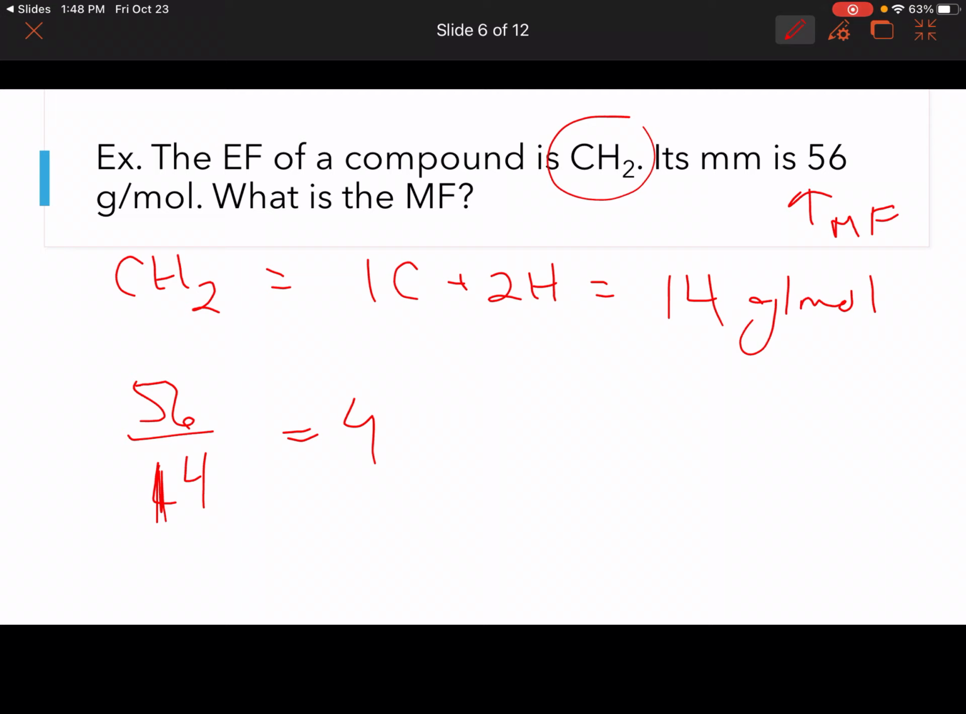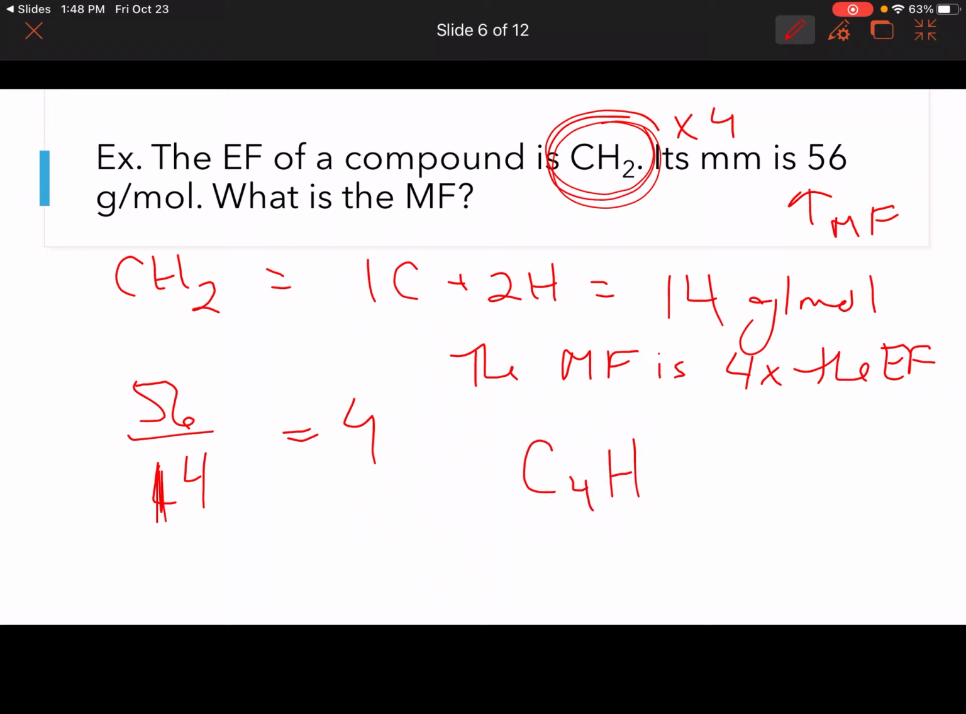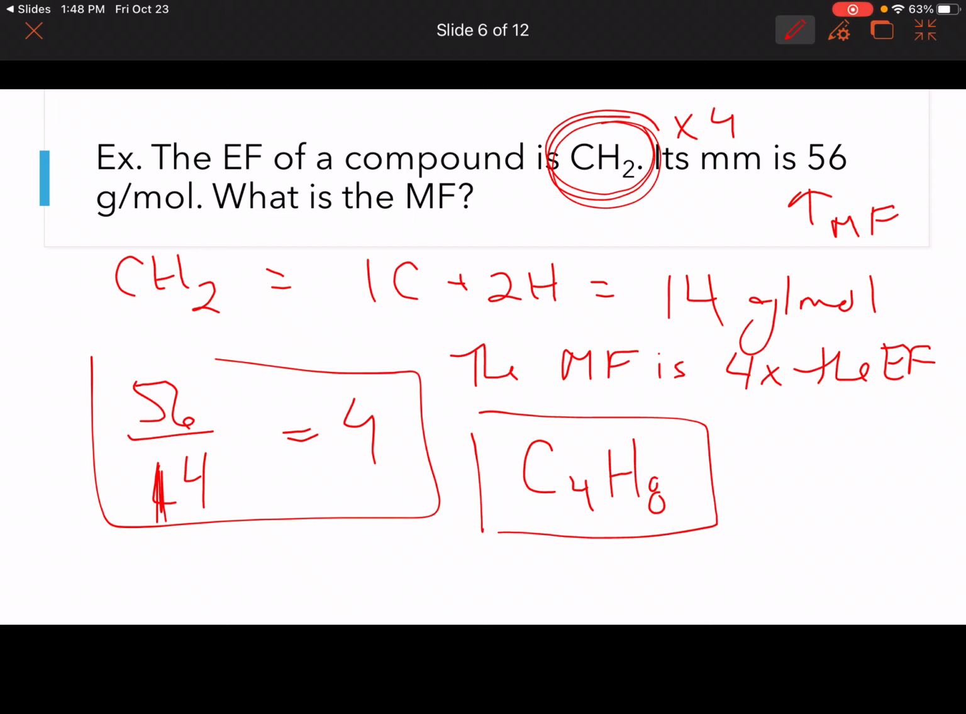So what that tells you is that the molecular formula is 4 times the empirical formula. So if the empirical formula is CH2, if I multiply CH2 by 4, I end up with C4H8. Okay, so this would be my molecular formula. So we're going to use this information here, this molecular formula mass divided by the empirical formula mass. We're going to use that because that's a ratio, and we're going to use that in our next questions here.